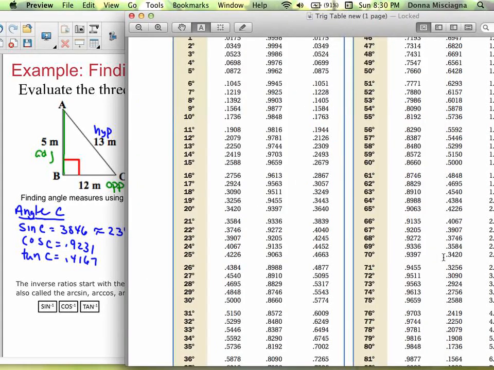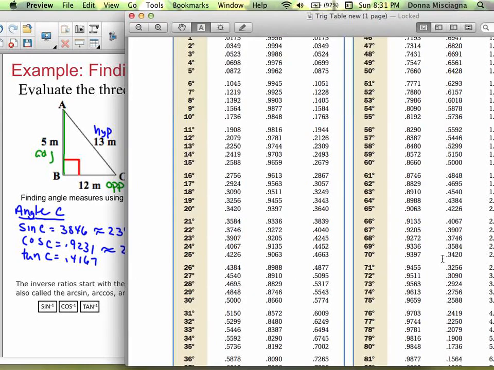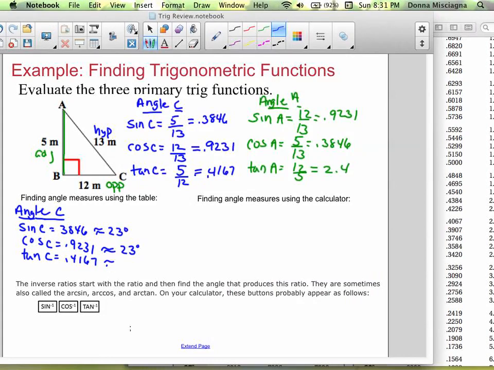Now let's look for 0.9231. Notice that we're pretty close to 0.9205. Hey, that's at 23 degrees. What about tangent? Let's find 0.4167. Notice it's between 22 and 23, and I think it's just a tad closer to 23. If we weren't sure, we could put 22.5.